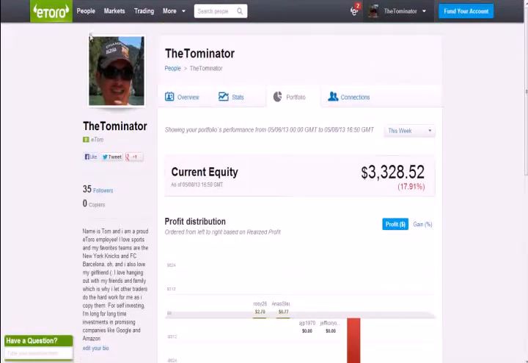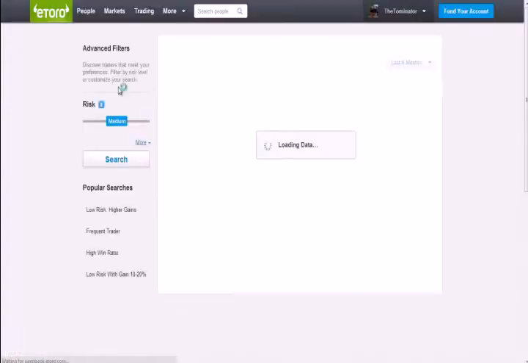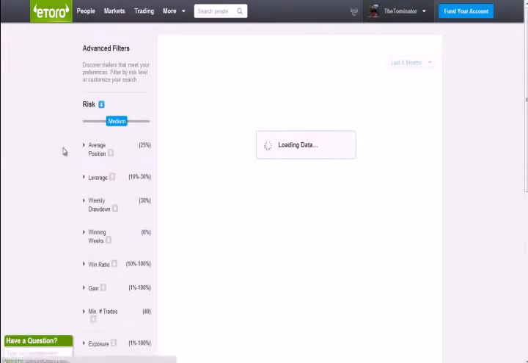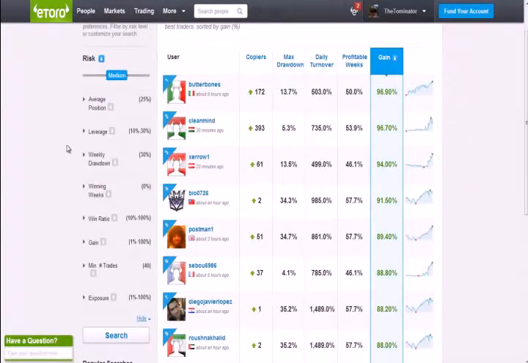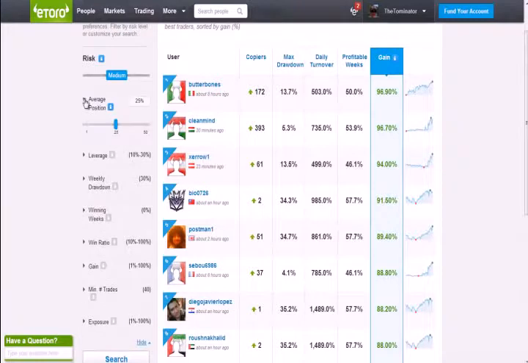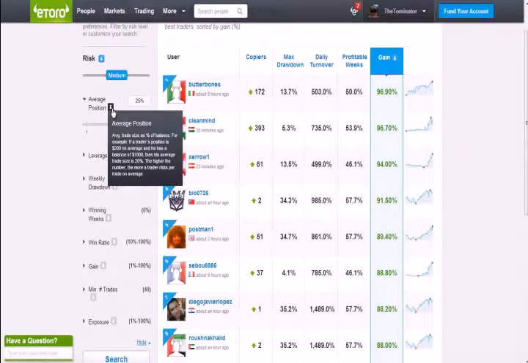Another important way to find the people that we want to copy is by using our advanced filters. Over here, you can choose how to filter out only the traders that you want to see. You have different parameters starting from average position, leverage, and weekly drawdown, and also gain, minimum number of trades and the exposure. Each and every one of these parameters can be opened and set according to your desire. On each and every one of these parameters, there is an information and explanation about the parameter itself.